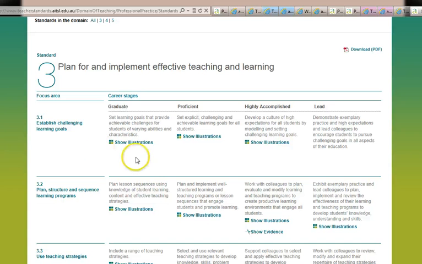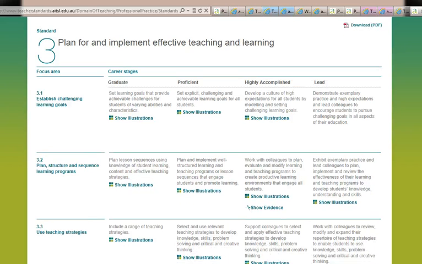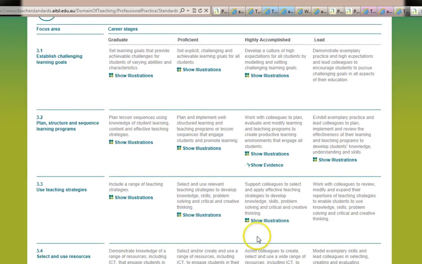For example, the importance of setting learning goals and being explicit with students about what the goals are for the learning. Planning and structuring the learning program so that lessons flow on from each other and connect and are not a series of unconnected experiences. Using teaching strategies. This involves being clear about the strategies that we'll use and planning for them before the lesson is taught.